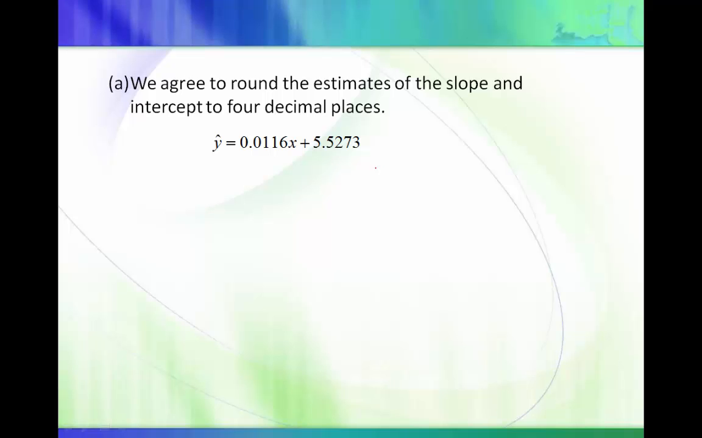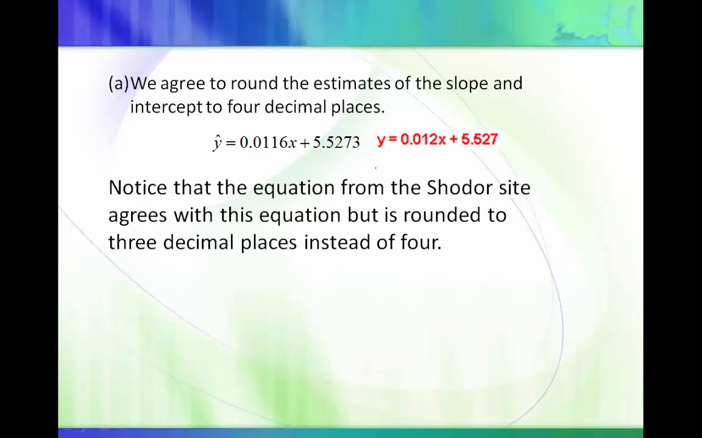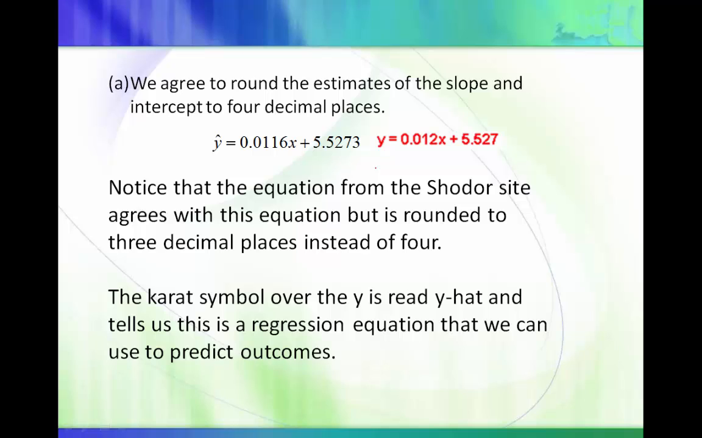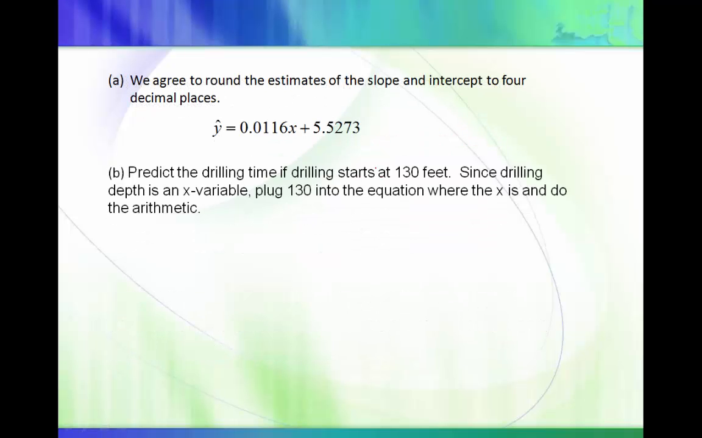So y hat is going to equal 0.0116x plus 5.5273. Notice that the equation from the Schroeder site agrees with this equation, but it's rounded to 3 decimal places instead of 4. The caret symbol over the y is read y hat, and this tells us that it's a regression equation and we can use it to predict outcomes.